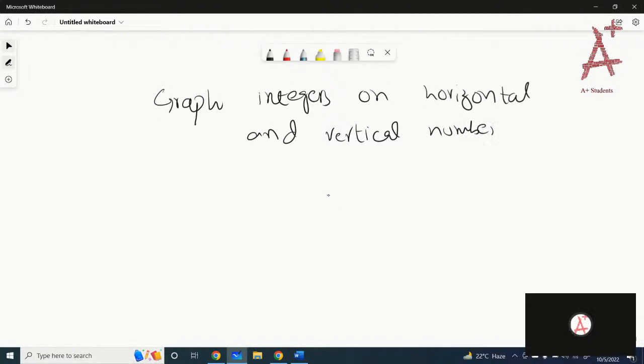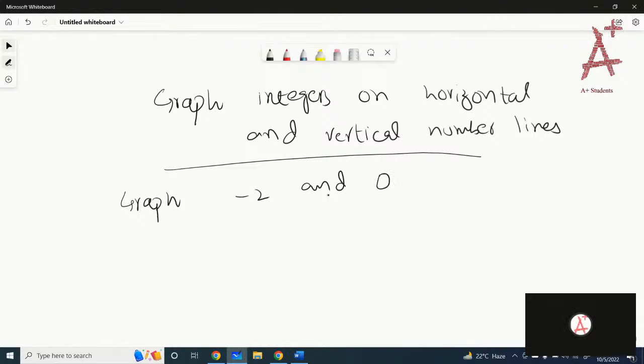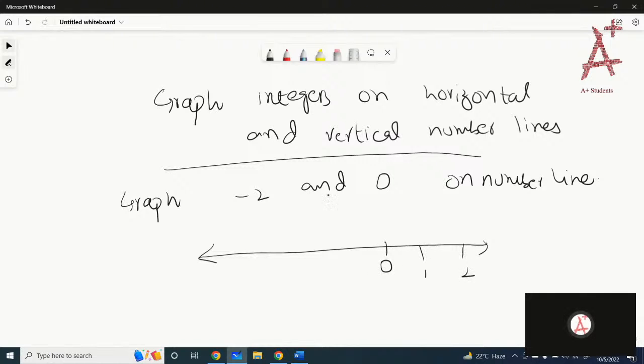Okay, so you have to graph them now, either on the horizontal number lines or on the vertical number lines. So graph -2 and 0 on the number line. Start with the first example. Graph -2 and 0 on number line. So what you have to do, you just have to make the number line and you have to represent these numbers on the number line. Got it? So here you have 0, 1, 2, -1, -2 and -3.